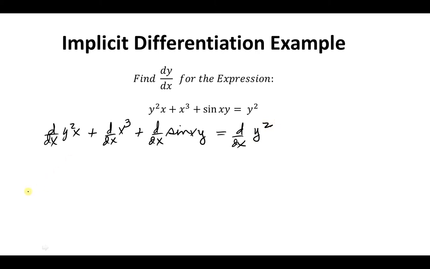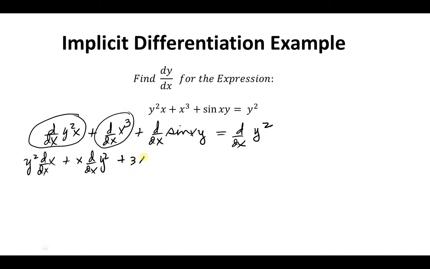So following with this process, we have a product here. So we would take the first times the derivative of the second, that's d/dx of x, plus the second, which is x, times d/dx of y squared, plus d/dx of x cubed is 3x squared. And now it comes to d/dx of sine of xy.